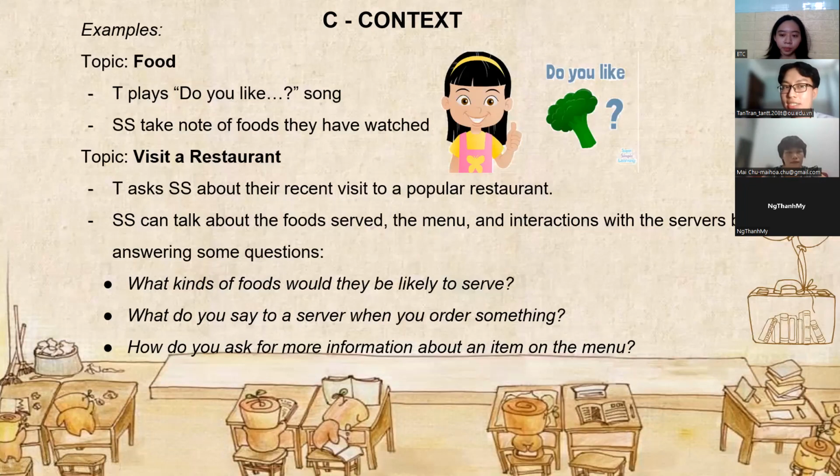For example, when we teach about food, we can use the song Do You Like? I think this song is so popular with kids. And we can ask the kids to take notes of the foods they have watched. Another example, maybe for a higher level topic like visiting a restaurant, the teacher can ask them to talk about their recent visit to a popular restaurant with some prompts. For example, what kinds of food would you like to serve, what to say to the server when you order something, or how to ask for more information about an item on the menu. These kinds of activities can help us contextualize the topic.